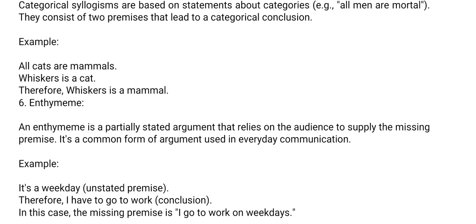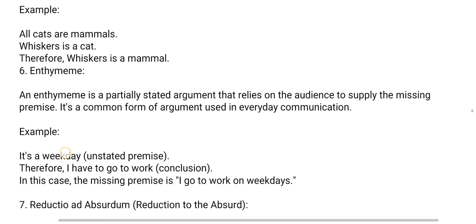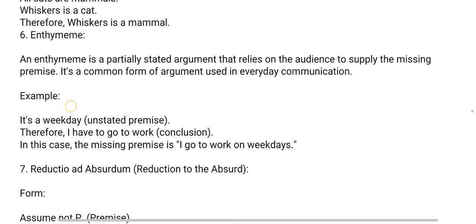Then enthymeme. An enthymeme is a partially stated argument that relies on the audience to supply the missing premise. It's a common form of argument used in everyday communication. Example: it is a weekday. Unstated premise. Therefore, I have to go to work. Conclusion. In this case, the missing premise is: I go to work on weekdays.